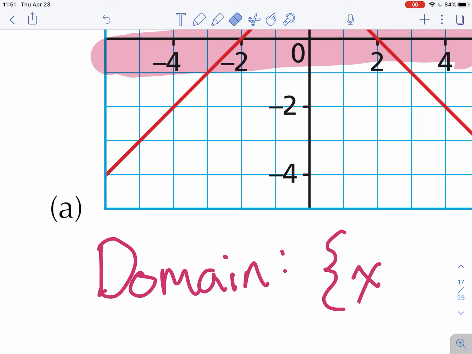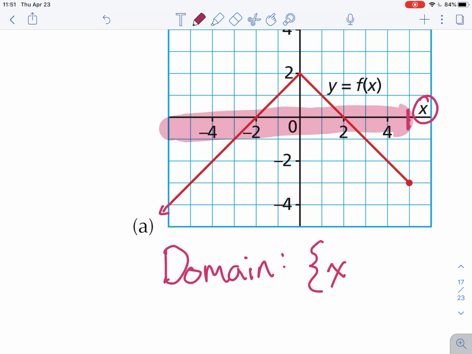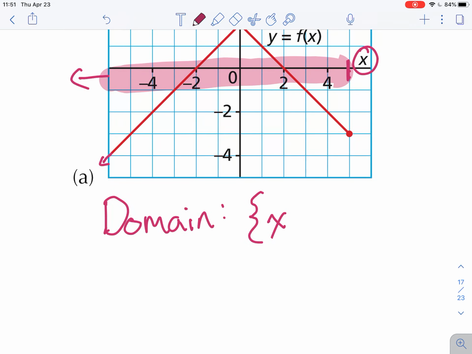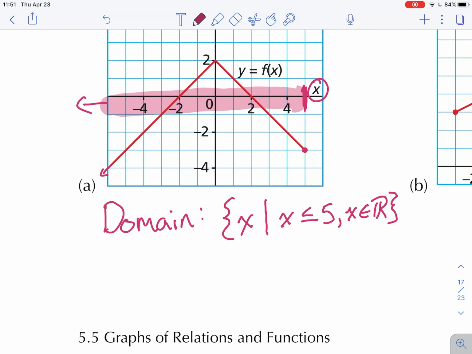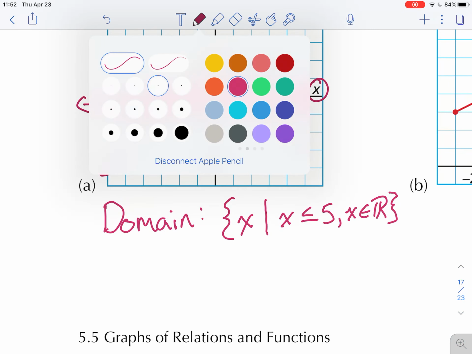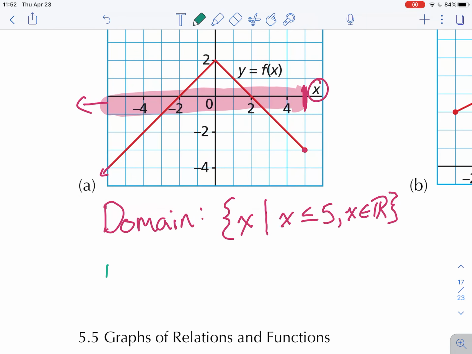Now if we look at the end of this graph, the end of this graph has nothing in it. There's no dot here. There's no dot here. There's nothing there. That means this line is going to keep going on forever. So this is going to keep going that way. So what is the largest possible value for x? It's 5. So our domain is all the x values such that x has to be less than or equal to 5. We put the equal to because it's got the dot there. And x could be any real number between them. This is continuous. It's a filled in line.